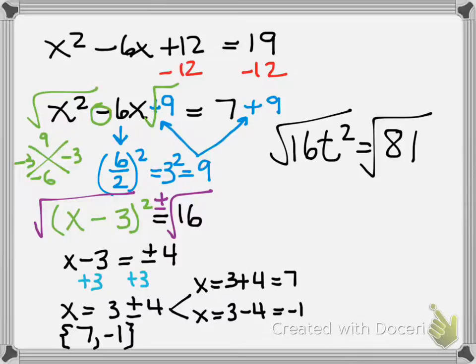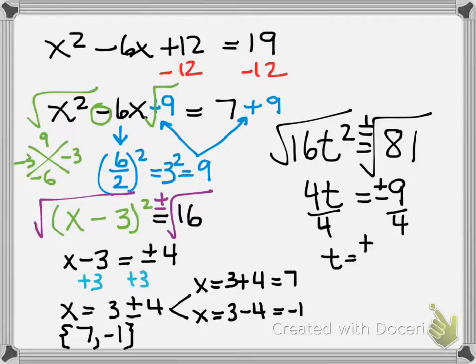Okay? Square root of 16 is 4. Square root of t squared is t. But here, this isn't 9. It's plus or minus 9. But you're not done, because you're not solving for t, you're solving for t, so you have to do one more step. So this one is about time, one of those problems. So you actually have two answers: positive 9/4 seconds or negative 9/4 seconds.